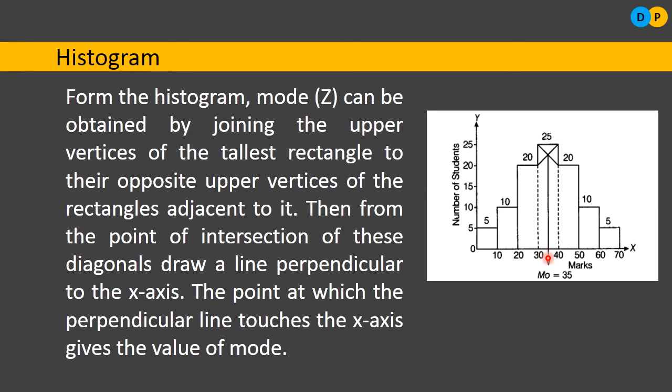So in this video, we have studied the different forms of graphs. There are 4 different forms of graphs: histogram, frequency polygon, frequency curve, and ogives. And we have studied in detail how to construct a histogram.